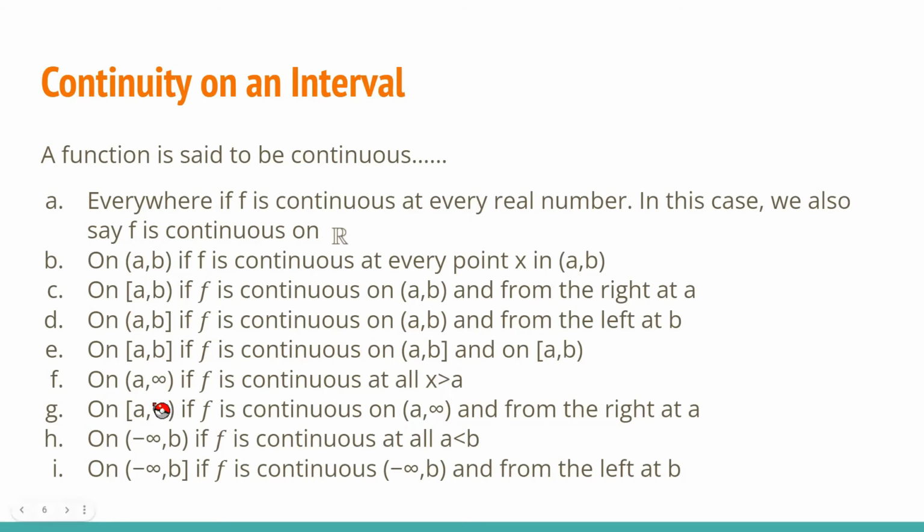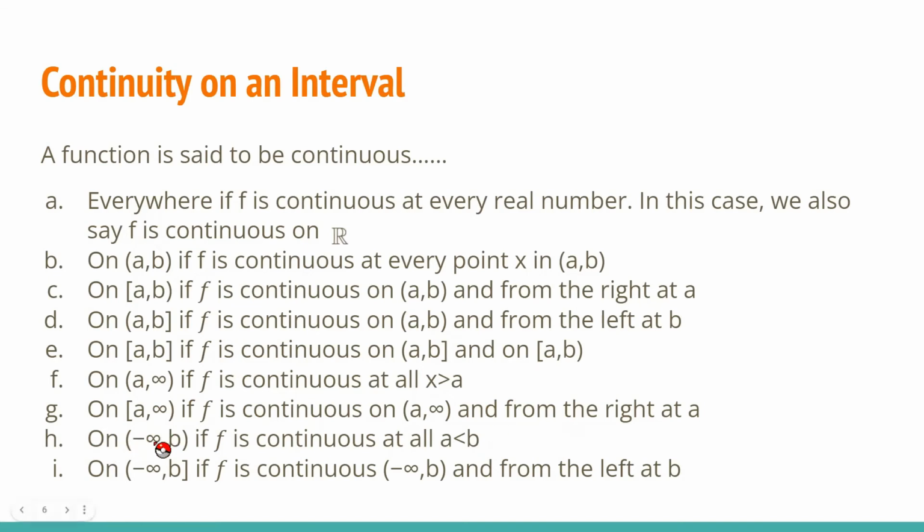On the open interval a to positive infinity, f is continuous if f is continuous at all x greater than a. On the closed interval a to positive infinity, f is continuous if f is continuous on the open interval a to positive infinity and from the right at a.